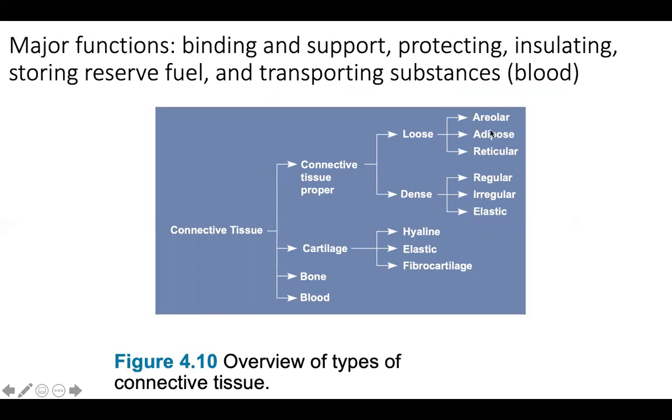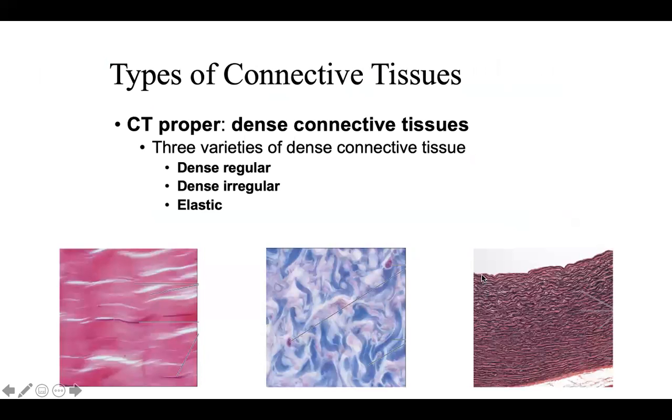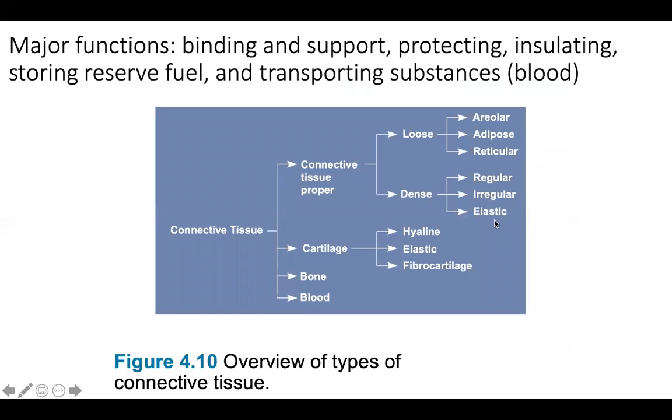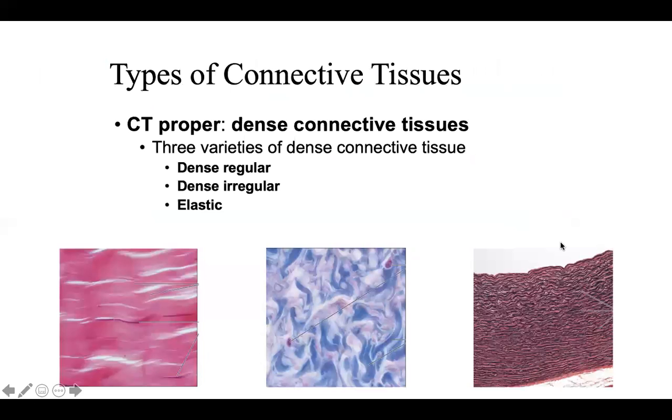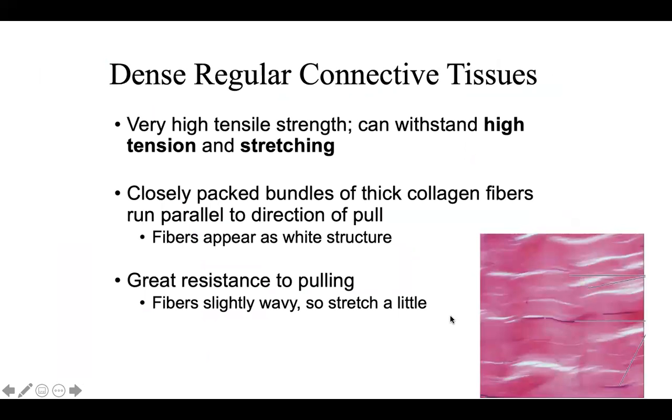So here we are. We talked about areolar, adipose, so one more in this category, reticular. Oh, and we talked about it already, so we're going to move on to dense connective tissues. So we're moving into this category. All right, we have dense regular, irregular, and then the elastic.